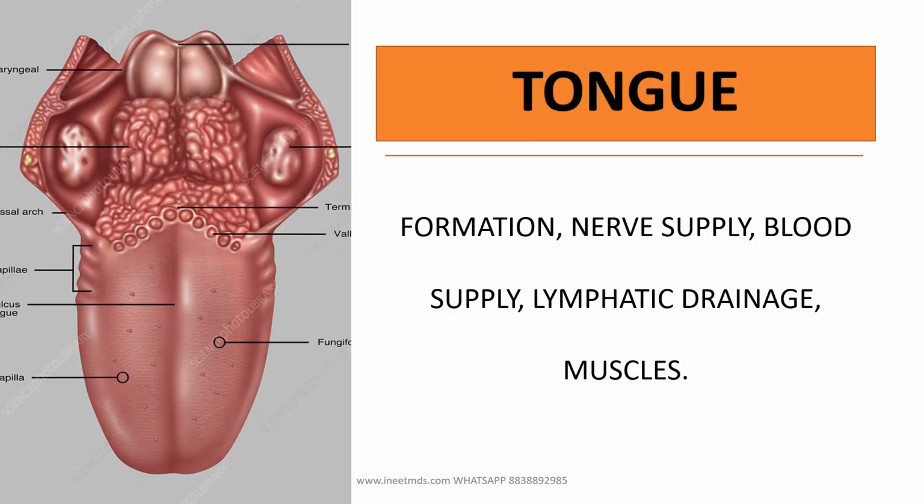Next topic is tongue. So under tongue you should know the formation of tongue, the nerve supply, blood supply of tongue, lymphatic drainage of tongue, and the different muscles and the corresponding nerve supply of it, both sensory, motor and the special sensation.